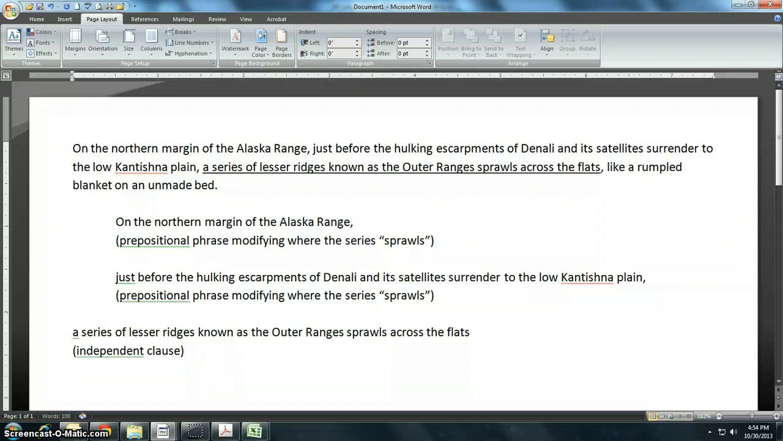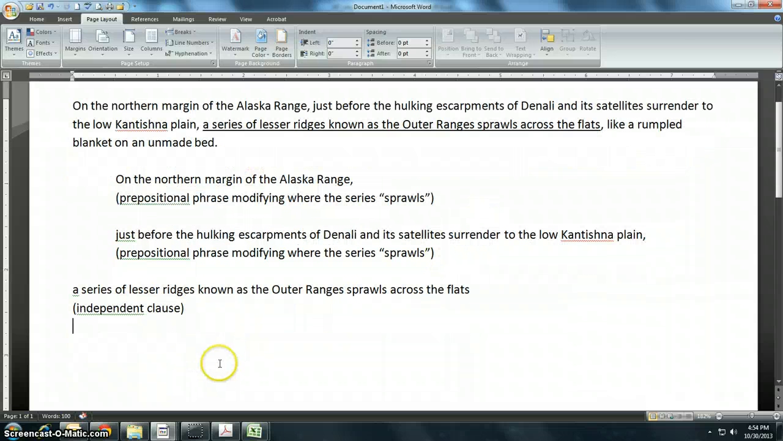All right. Next, like a rumpled blanket on an unmade bed. How vivid. So, like a rumpled blanket on an unmade bed, what is that modifying? It's modifying how the lesser ridges sprawled. So it's adverbial once again. And like is a preposition here, so this is a prepositional phrase.